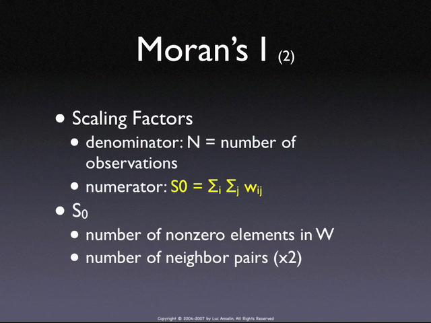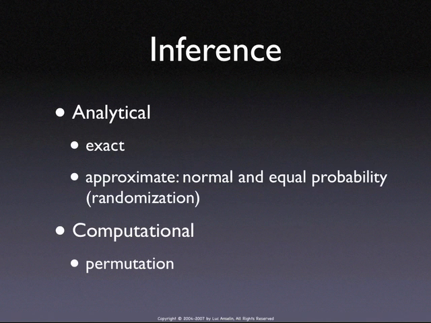Inference. This is where it gets confusing. We have basically two approaches, and let's take the second one first. The computational approach, we saw this as always the same thing, it's permutation. So shuffle around, recalculate, get reference distribution, we're done.